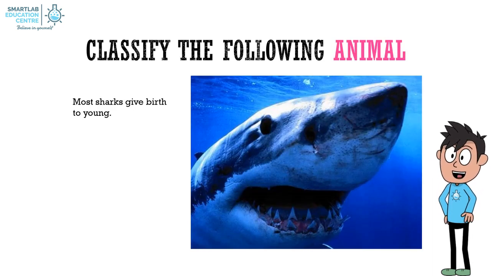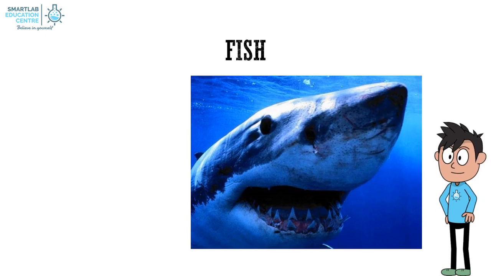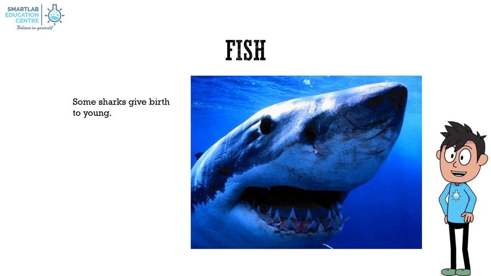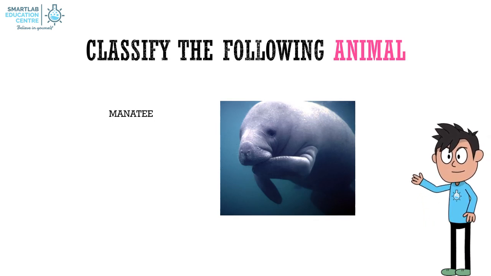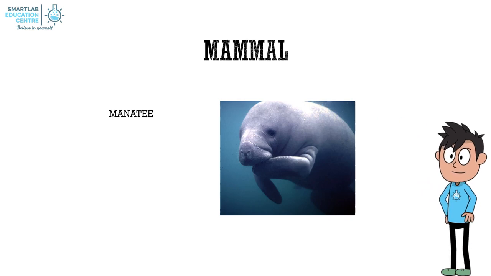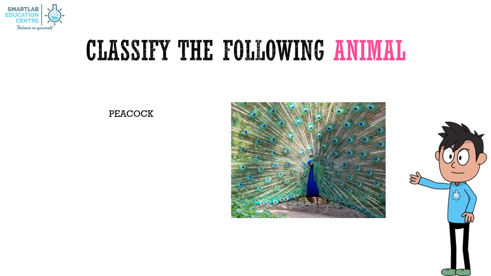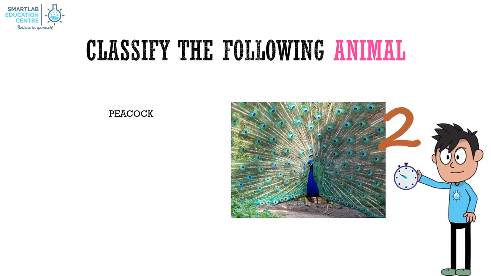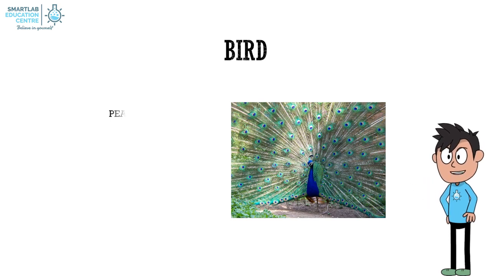Classify the following animal. It is a fish. Some sharks give birth to young. Classify the following animal. It is a mammal. Classify the following animal. It is a bird. Peacock has feathers.